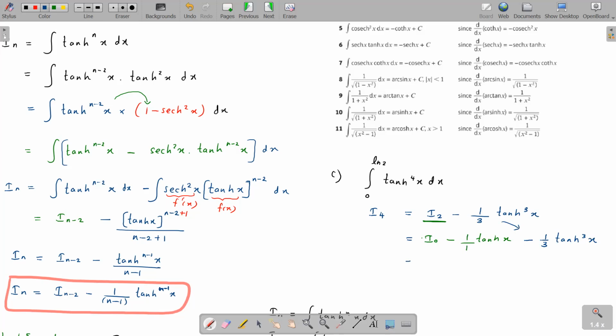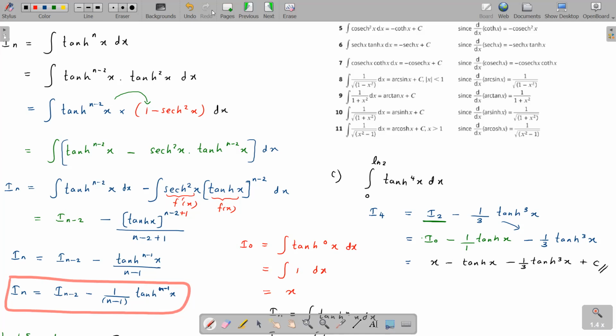Then I0, I think now it's a lot easier to find, right? So I0 will be the integration of tan x to the power 0. What happens when you have any number to the power of 0? It's 1. So basically you integrate 1. What happens when you integrate 1? You just get x. And you see it's a lot easier with I0. So I0 is simply x minus tan x minus 1 over 3 tan cube x.